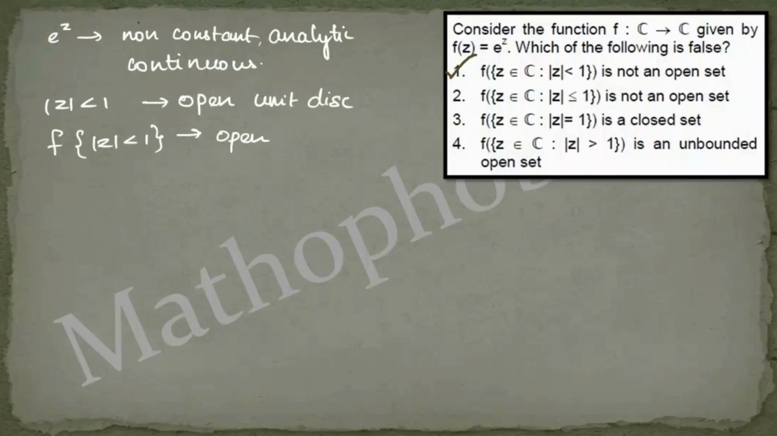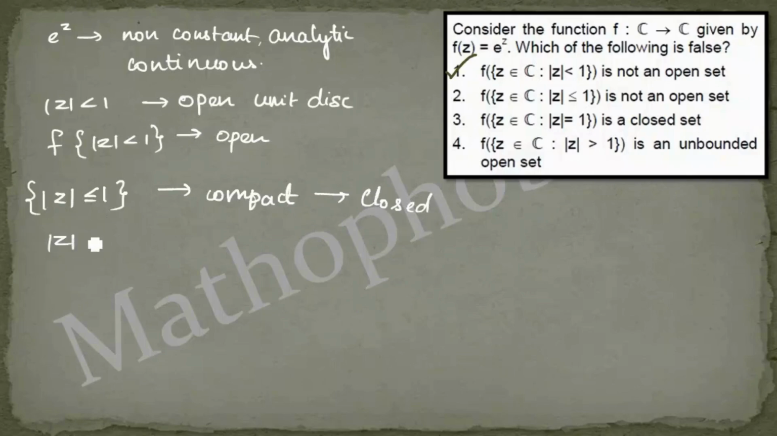செகண்ட் ஆப்ஷனில் கொடுத்துருக்காங்க, f of the set of z such that mod z less than or equal to 1 is not an open set. ஸோ mod z less than or equal to 1 செட் வந்துட்டு இட்ஸ் காம்பேக்ட். அண்ட் காம்பேக்ட் செட்ஸ் பற்றி நமக்கு என்ன தெரியும், காம்பேக்ட் செட்ஸ் வந்து க்ளோஸ்ட் அண்ட் பவுண்டடாக இருக்கும். ஸோ அதனால் இட்ஸ் க்ளோஸ்ட். ஸோ நாட் ஓப்பன்றது கரெக்ட். Next, mod z is equal to 1. இதுவும் similar தான். இது ஒரு unit circle and இதுவும் compactனால closed.